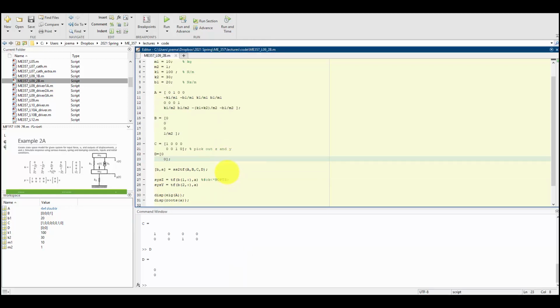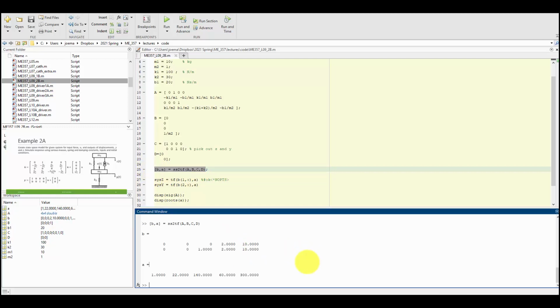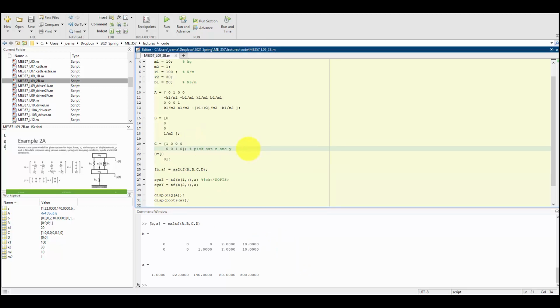All right, so much like the previous one, let's start by looking at what we get when we do this SS2TF. If I run just this, now, unlike the previous example, I have 1 input, so I have 1 row for A, again, A being the denominator of both my transfer functions in this example, and B is 2 rows, but each row is going to correspond to that particular row of, let's say, C and D, or really Y in that output equation.